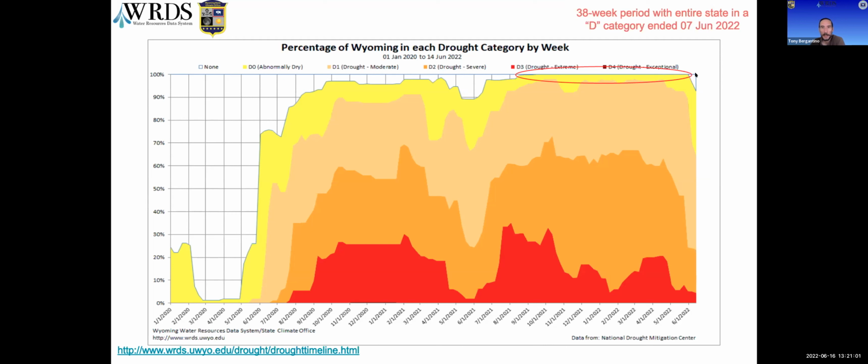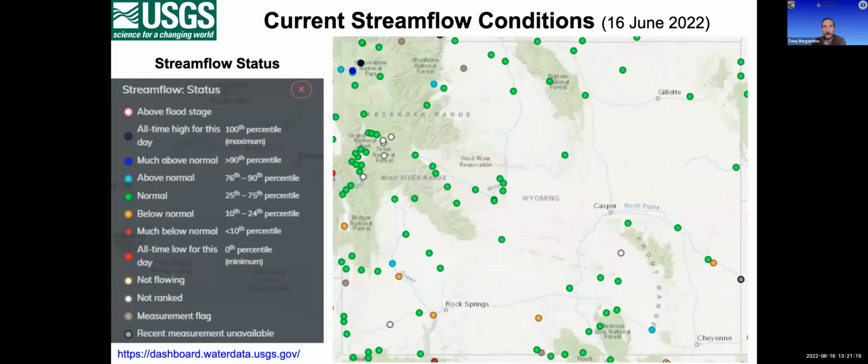I would point out that we're now still at 100 weeks with some part of the state in D3, though we are down to only about 4.5% of the state having that D3 category in it. So improvements are taking place, at least. If you want to move to the next.